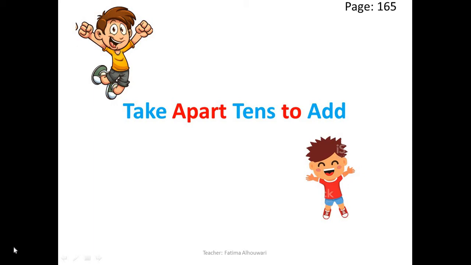Our lesson today is very interesting. It's take apart to add. Very interesting. Page number 165. But before that, I have a story to share with you.